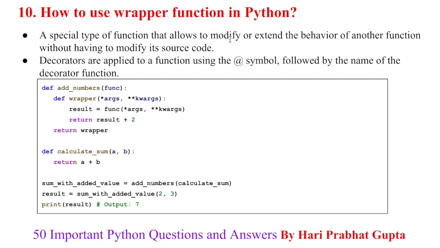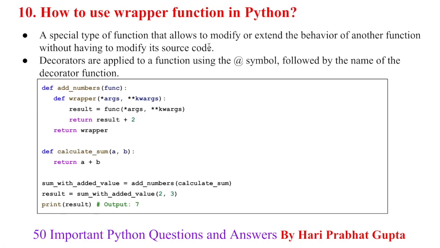A decorator is a function that takes another function as input, modifies it, and returns the modified function. To use a wrapper function in Python, first define the function that you want to modify, then create a wrapper function that modifies the behavior of the original function, and finally return the modified function. You can apply the wrapper function to the original function using the at symbol followed by the name of the decorator function.